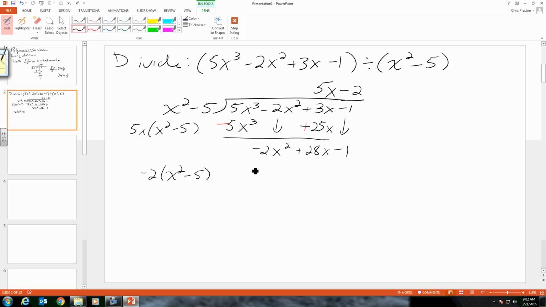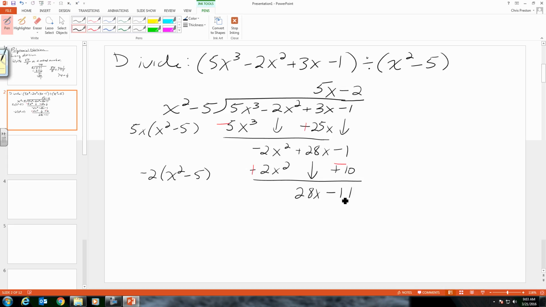Again, negative 2 times x squared, negative 2x squared. Negative 2 times negative 5 is a positive 10. Again, notice I skipped over that middle spot. Which is exactly what I would expect if I'm missing a term here. And then we subtract, or we add the opposite. So change those signs. Negative 2, now positive 2 cancel each other out. I get a 28x, drop straight down, minus 11. Now this has a lower degree or lower power than my divisor.